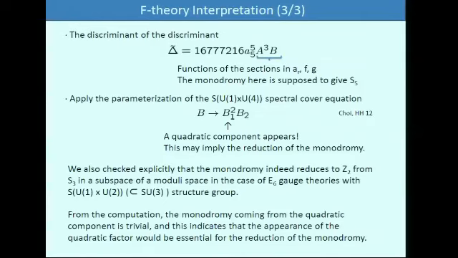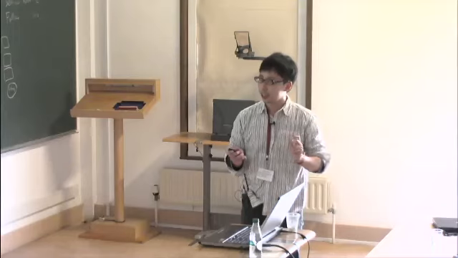And actually, miraculously, if we apply the parameterization we found from the heterotic string theory, this very, very complicated function will be factorized in this way, which includes a quadratic form. And the monodromy is locally always D2 monodromy. So this quadratic term may imply the reduction of monodromy.